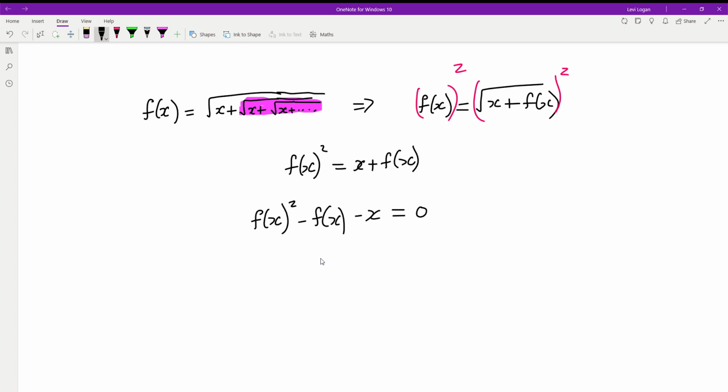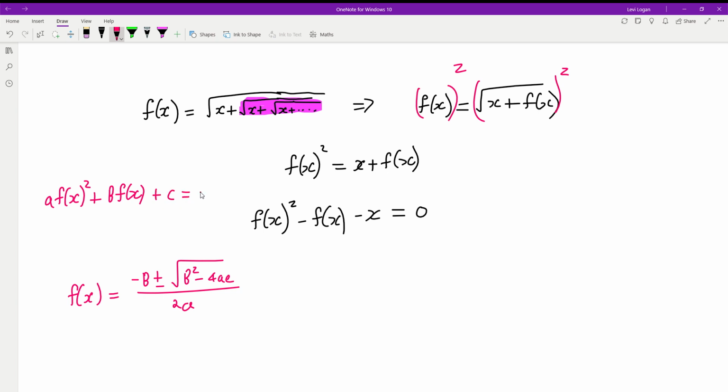Now you're probably thinking this is a quadratic. However, instead of a variable, we have a function. So we can do the same thing. f of x is going to be equal to negative b plus or minus the square root of b squared minus 4ac all over 2a, where we have pretty much this scenario here: a times f of x squared plus b times f of x plus c equals 0.